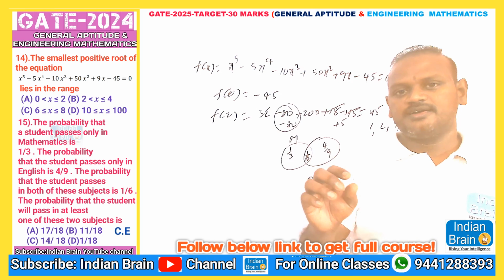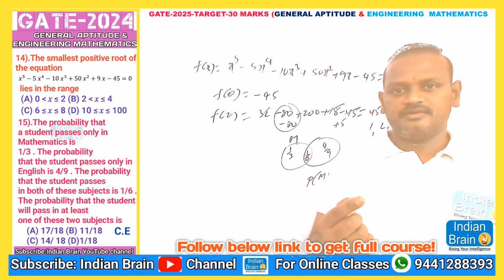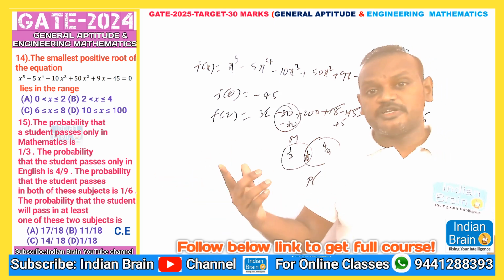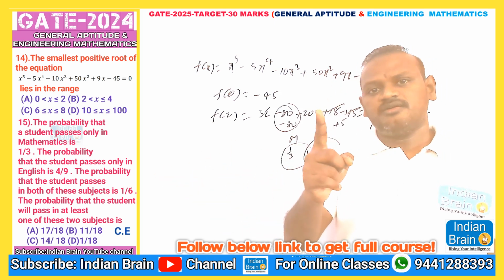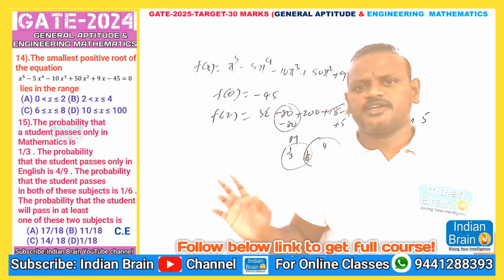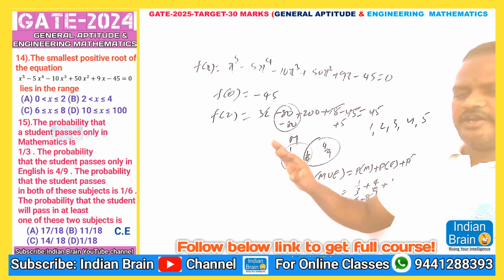So what do you mean by at least? At least means minimum 1, maximum all. At most means maximum 1, minimum maybe 0. I hope you are getting the idea, right?